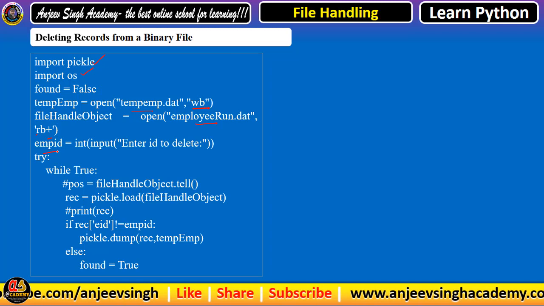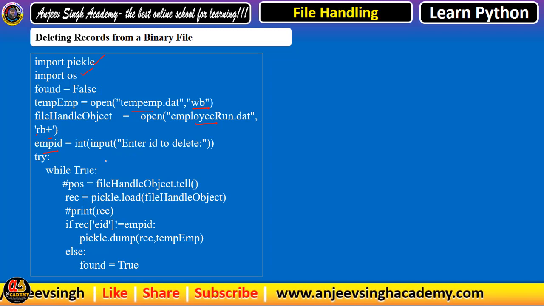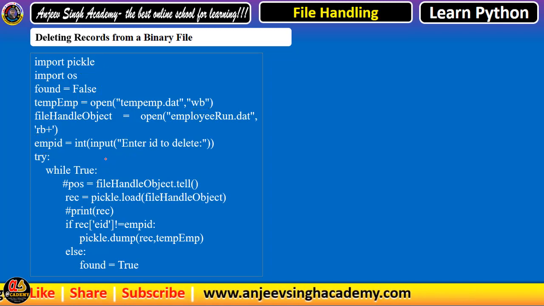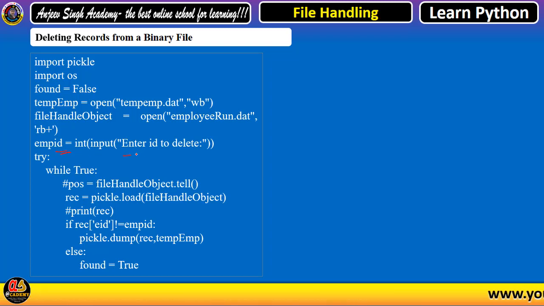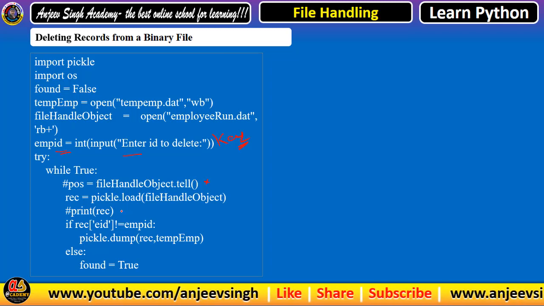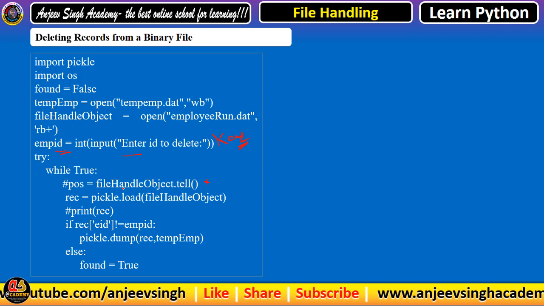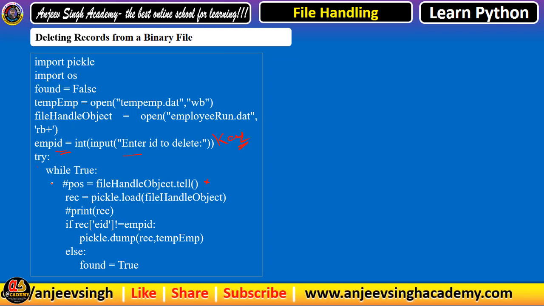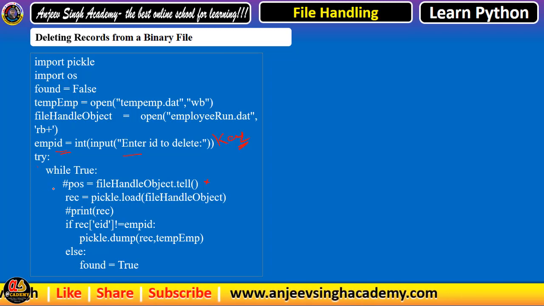Now I'm asking for the employee ID, because on the basis of employee ID only I'm going to search the record. So that's why I'm asking for the employee ID and entering the data. Yeah, this is my key. This is my key value. Now I have written the try block and I'm writing while True, and then I'm searching. No need to find out the position. Then I start reading the file, and all these commands are written in the try except block. So don't forget to put it in try.